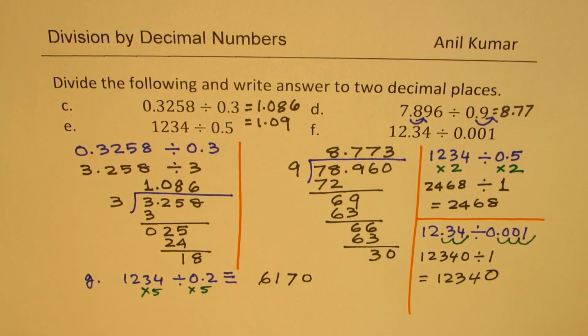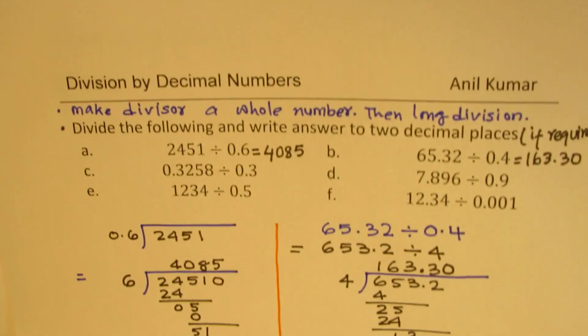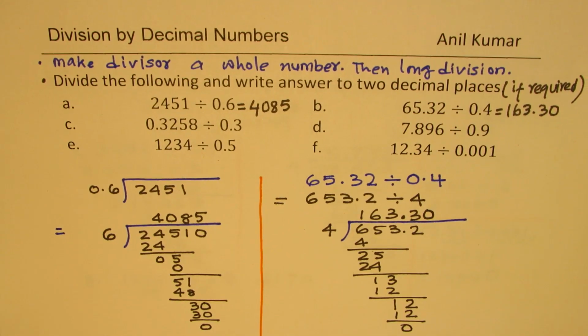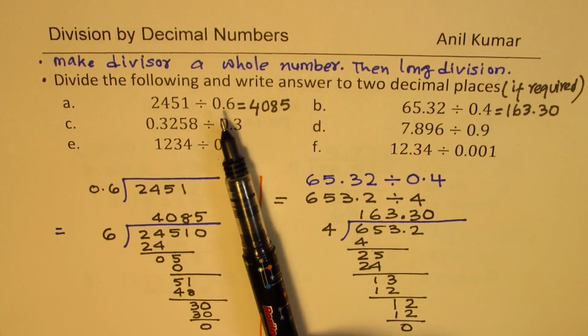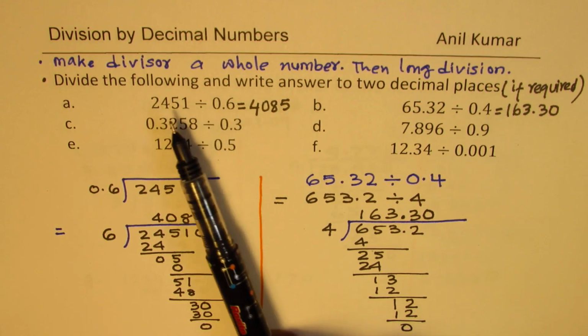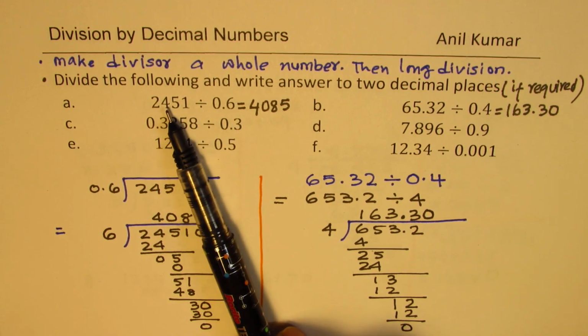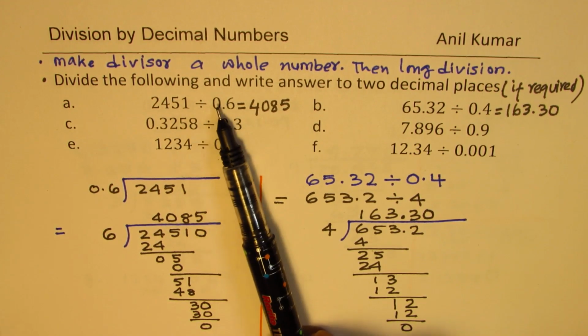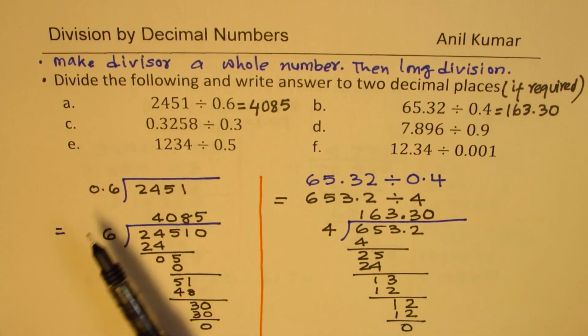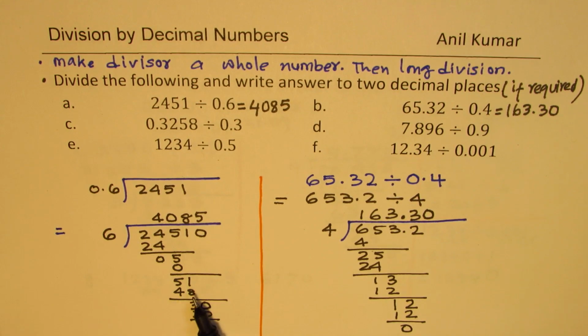Do you see that? So you could apply these little tricks sometimes to get faster answer. But I hope you understand the basic concept. The basic concept remains the same. That is to say, whenever you are dividing by a decimal number, you have to convert that into a whole number. And to do so, you have to multiply both numerator and the denominator, or these two numbers, by multiples of 10. Once you make it as a whole number, then it is a normal division. Perfect. So I hope it makes sense.